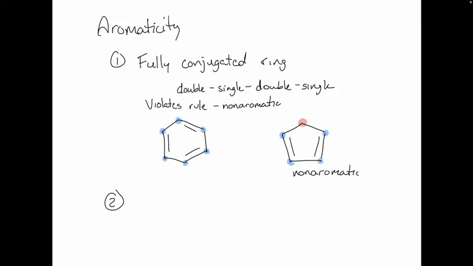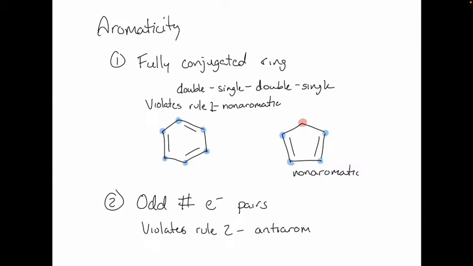All right, and then we had our second rule, which is that you have to have an odd number of electron pairs. So if a molecule satisfies both of these rules, it will be aromatic. If it violates rule 1, it's non-aromatic, and if it violates rule 2, it's anti-aromatic.